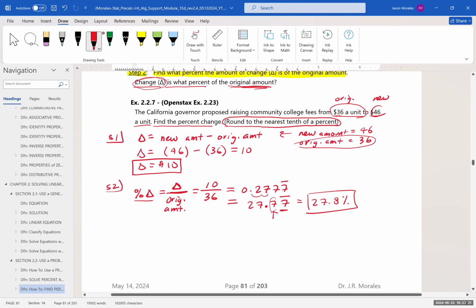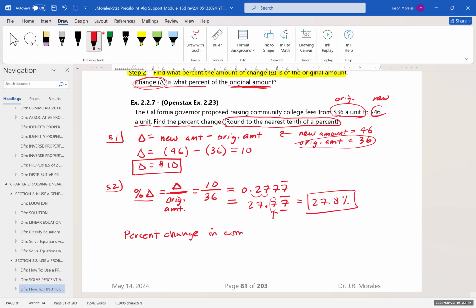Because this is a word problem, we're going to write out our answer. So the percent change in community college fees is positive 27.8%.